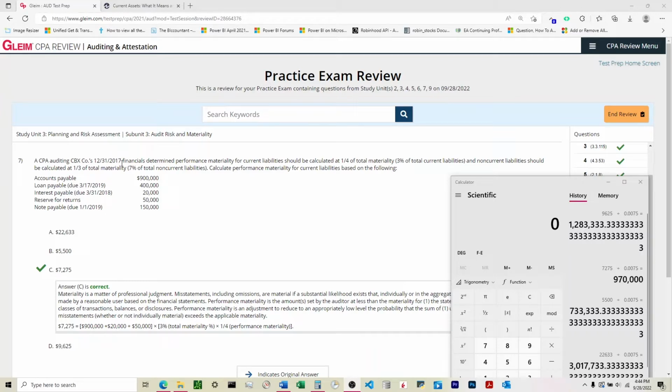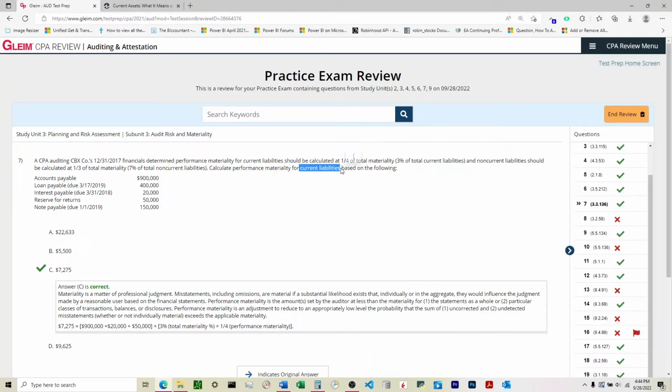So we have here, it says to determine performance materiality for current liabilities as 1/4 of total materiality, 3% of total current liabilities. Then it has the same setup for non-current liabilities with different numbers down here. Then it says calculate performance materiality for current liabilities. Based on current liabilities, we know that the non-current liabilities is just information that we don't need, we can get rid of. All we're going to need is the current liabilities up here.